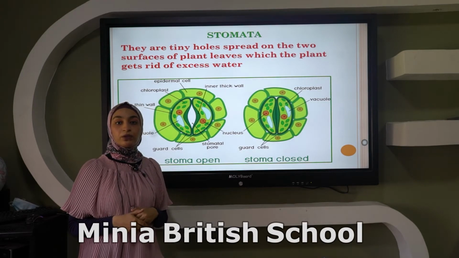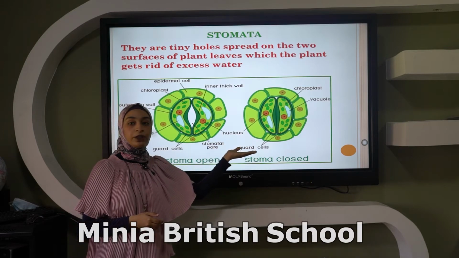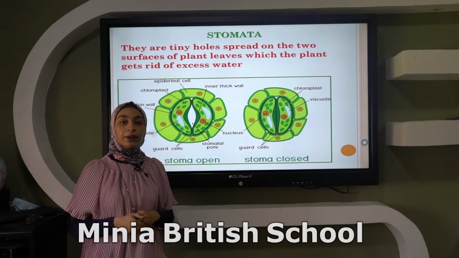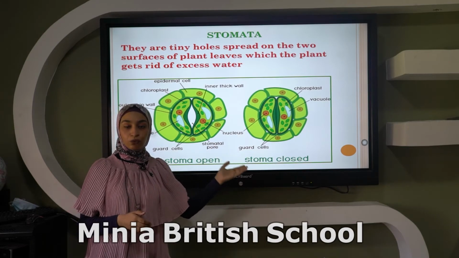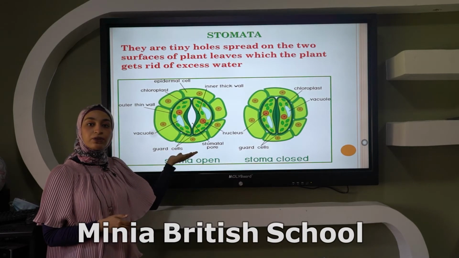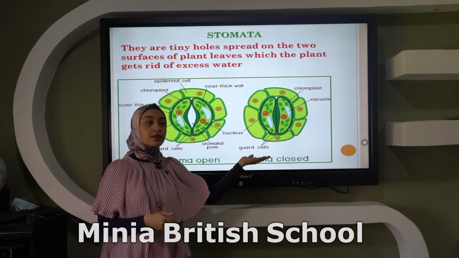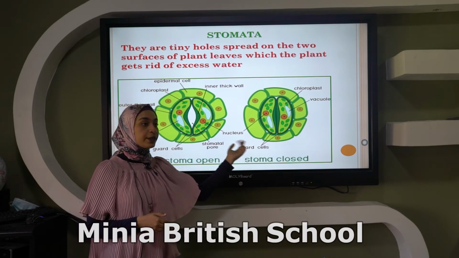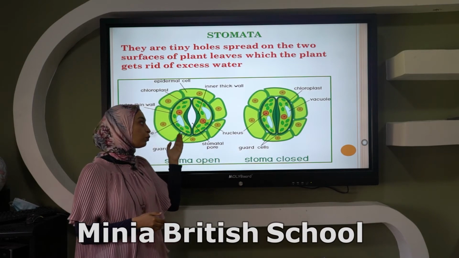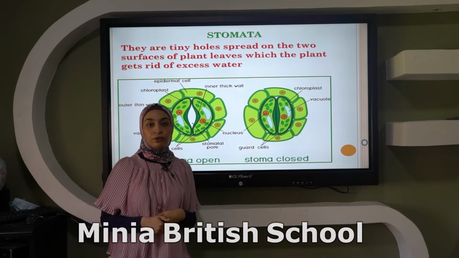Finally, we will talk about stomata. What is the meaning of stomata? As we see, they are very tiny holes spread on the surface of the green plant. They help the plant to get rid of excess water. By changing their shapes, one of them is open to get rid of the water and one of them is closed when it has finished. Surrounded by 2 guard cells, they control the closing and opening of the stomata to get rid of the water.